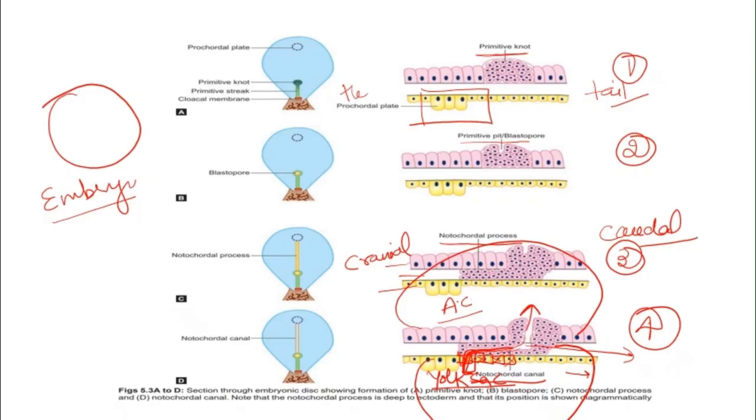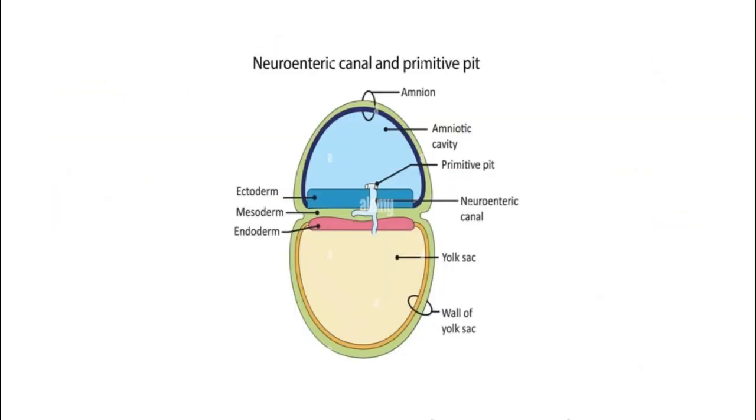So now the blastopore is communicating with the amniotic cavity, and at the lower end it is communicating with the yolk sac. So a canal is created from the amniotic cavity to the yolk sac. That canal is known as the neuroenteric canal. Neuroenteric canal, a very important structure. So in this picture, you can see the neuroenteric canal.